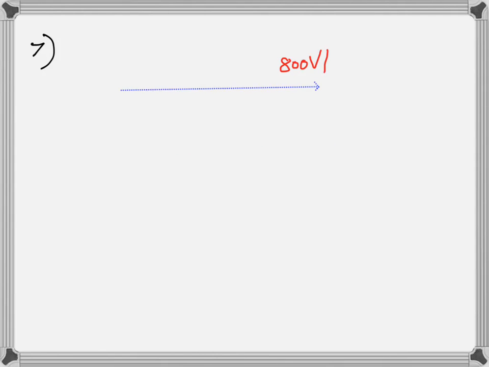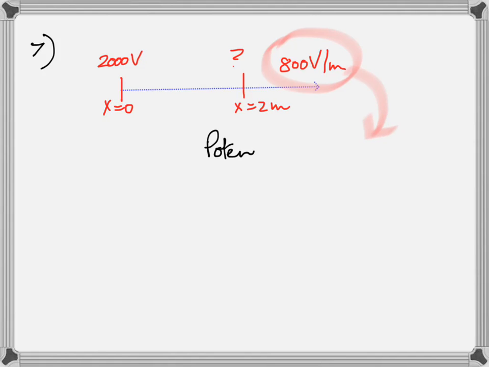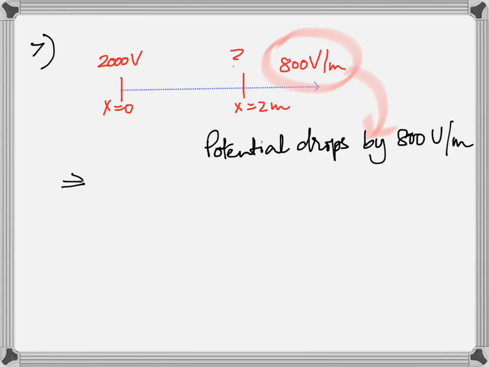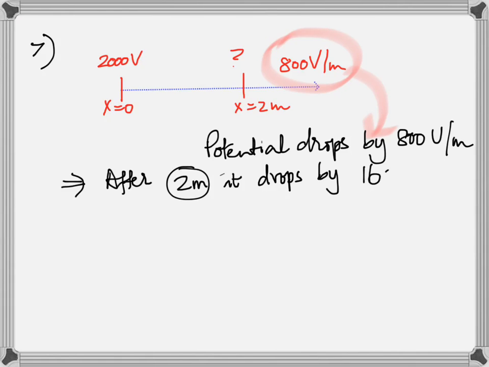All right, maybe the figure gives you a better idea. 800 volt per meter, that means the potential drops as you go that direction. At x is equal to 0, you have 2000 volt. At x is equal to 2, you have to find the potential. That is a potential drop. For every meter, it drops by 800 volts. Therefore, after 2 meters, it drops by 1600. And therefore, what remains is 400 volt.